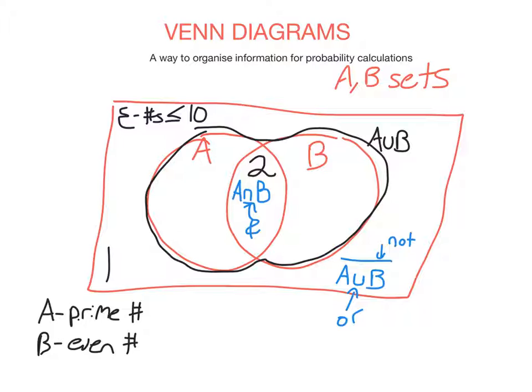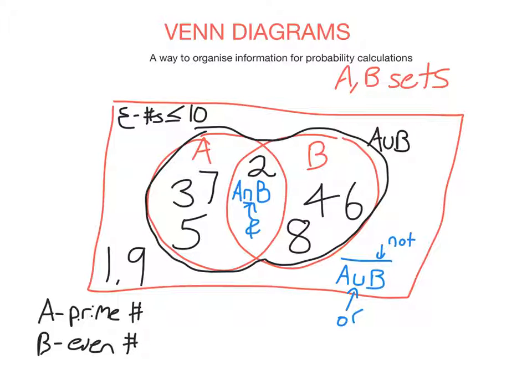The number 3 is prime, but it's not even. So I want to put it in A, so it's in the A circle, but not in the B circle, somewhere over here. Then we go again. Number 4 would go in B, but not A. And then we have 5, 6, 7, 8, and then 9 is out here. And of course 10 is in B as well. Okay? How easy was that?